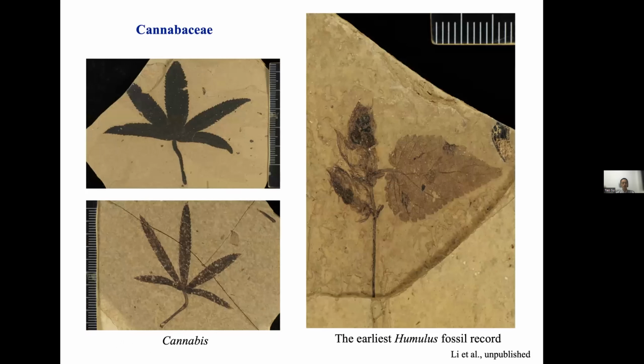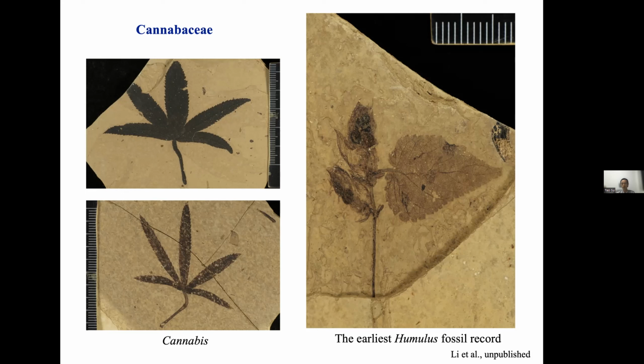And there are some other interesting species. Among them, one group is Cannabaceae. There are two genera in this flora for Cannabaceae, and one is Cannabis. You can see it has the largest leaves in the flora, and it's very special with palmate leaves.